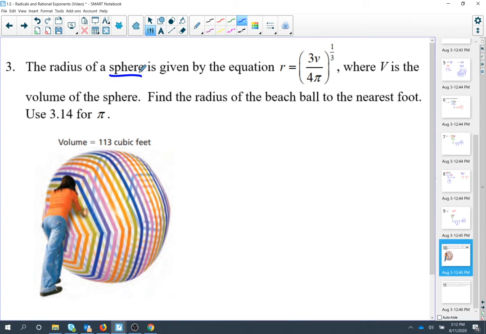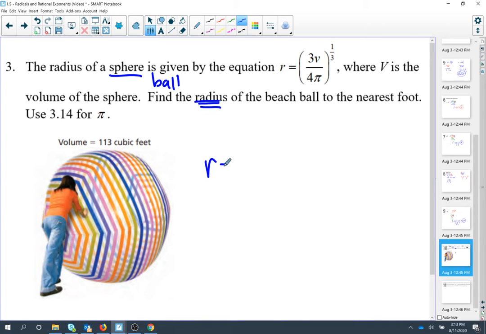First of all, if you forgot the terminology sphere, it just means a ball. It's a three-dimensional ball. So if they've got the beach ball down here, that's a sphere. The equation will tell us what the radius is. So if we have these numbers, we can substitute them in and we can find the radius. V in this equation represents the volume of the sphere. So we need to find the radius.